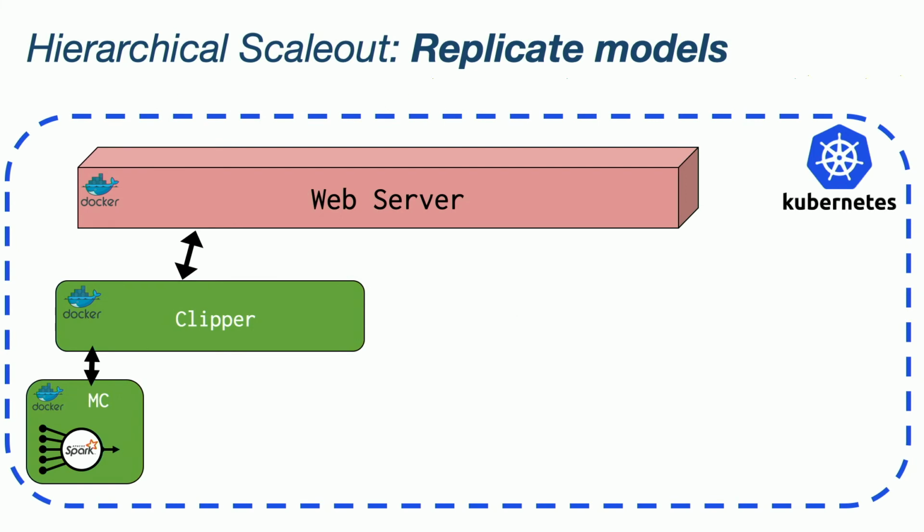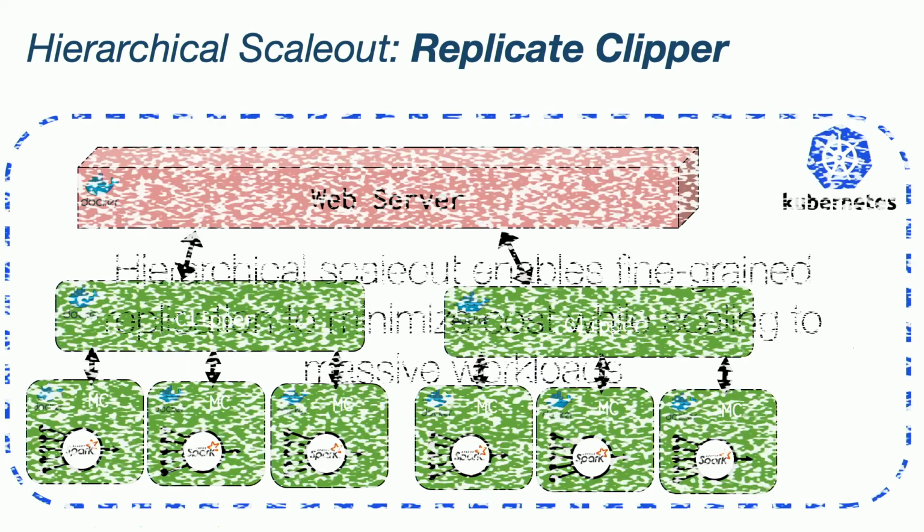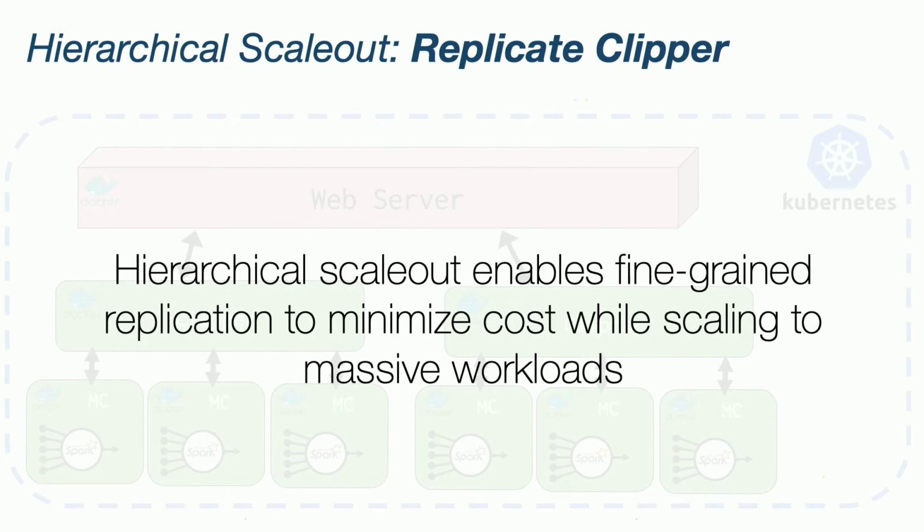Sometimes a single model does not handle the load of your traffic. Clipper allows you to replicate models directly inside Clipper. And if a single Clipper instance is not enough, or you need it for fault tolerance reasons, you can directly replicate Clipper as well. So hierarchical scale enables fine-grained replication to minimize cost while scaling to massive workloads.